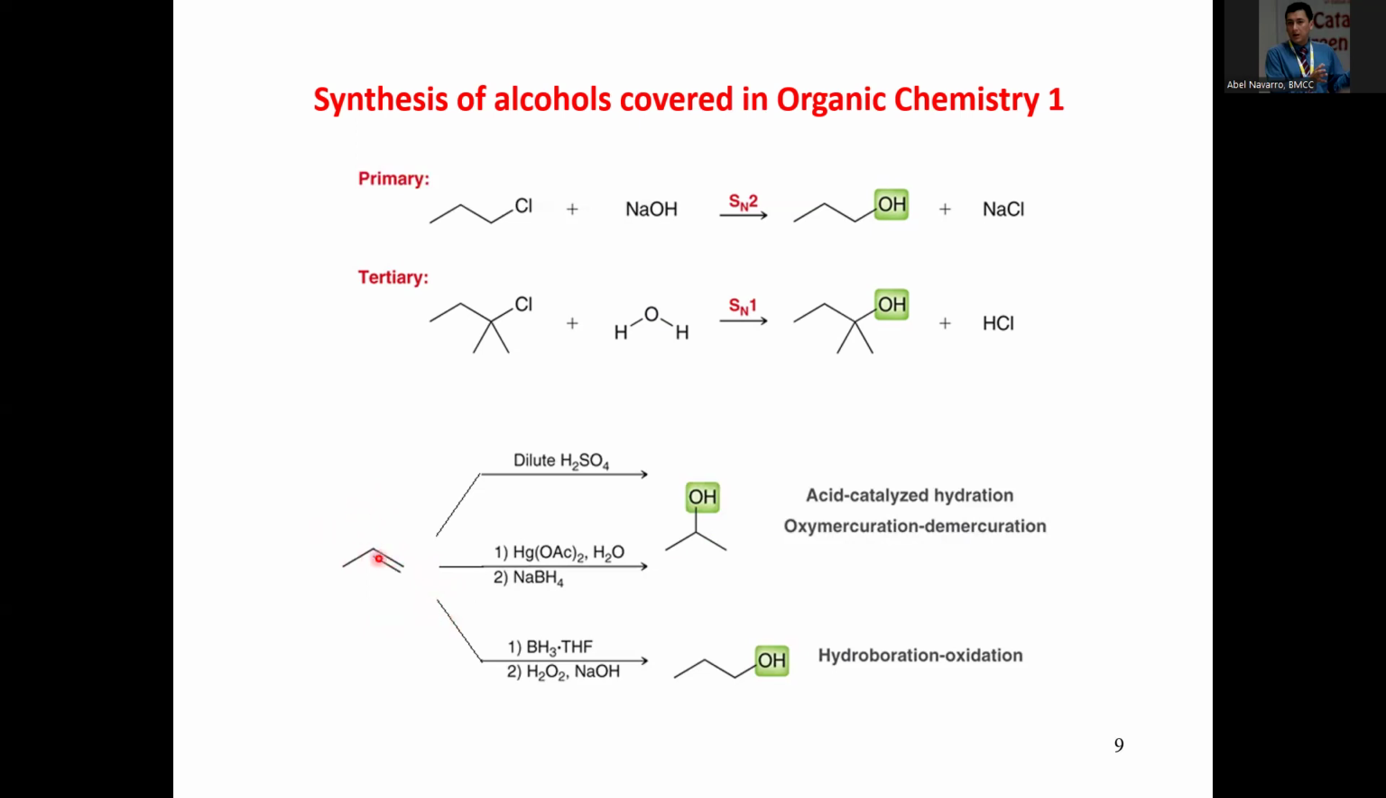What if they have the same branching, right? So let's say like secondary, secondary, or one branch, one branch. If you have the same number of branches on each side, then the Markovnikov will be both. You will have one alcohol here, one alcohol here, right? So maybe I'll just explain it with an example.